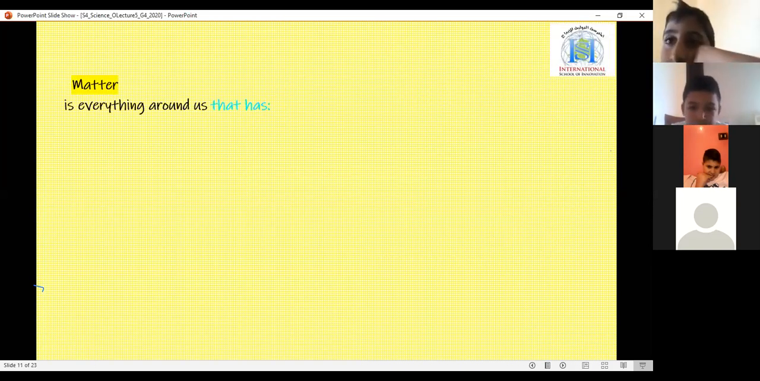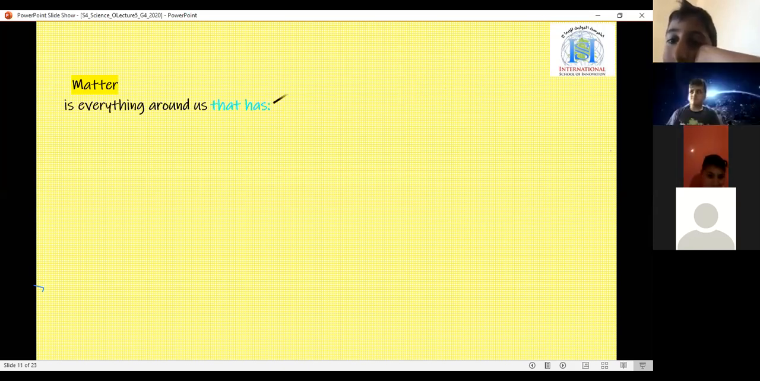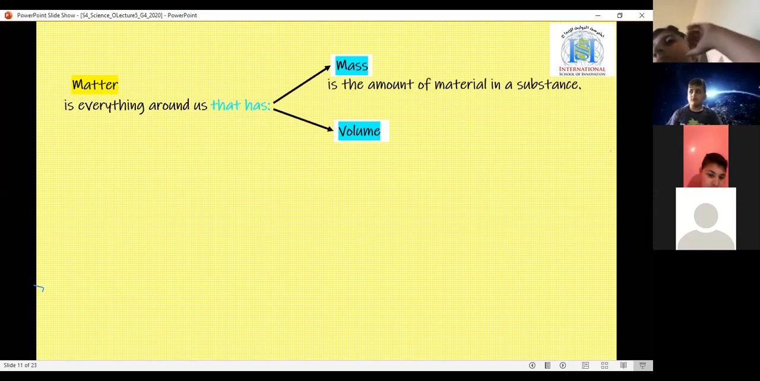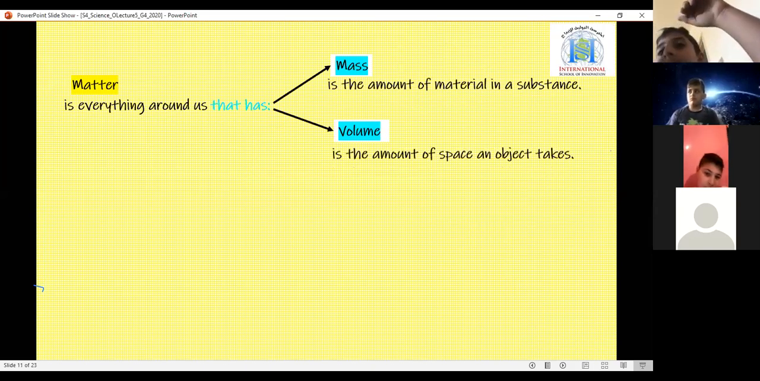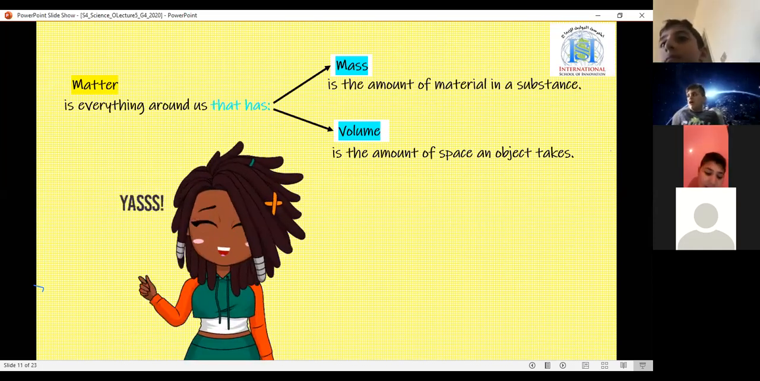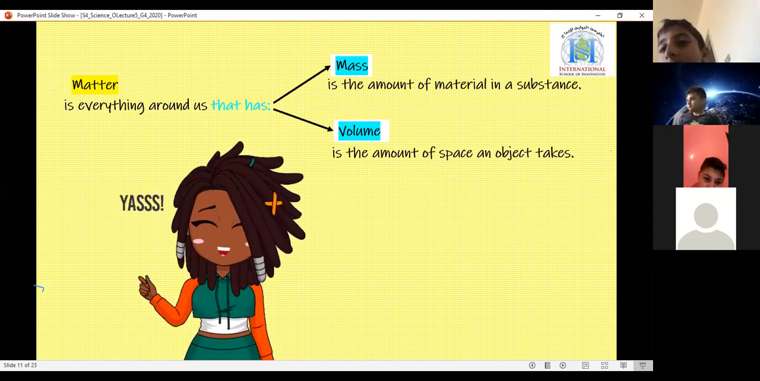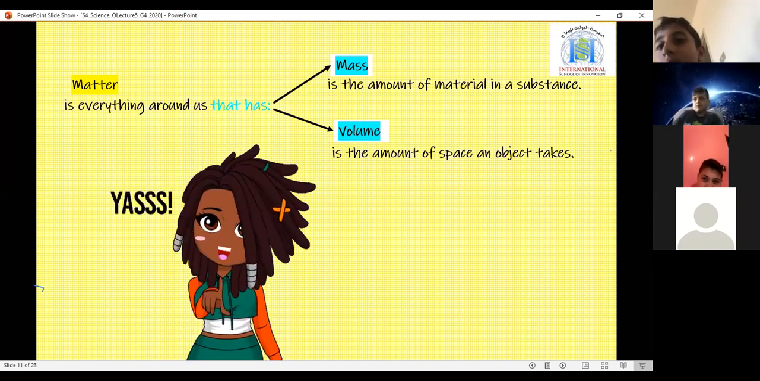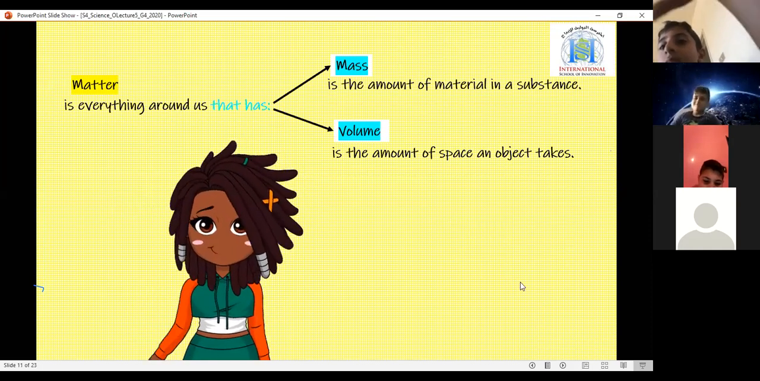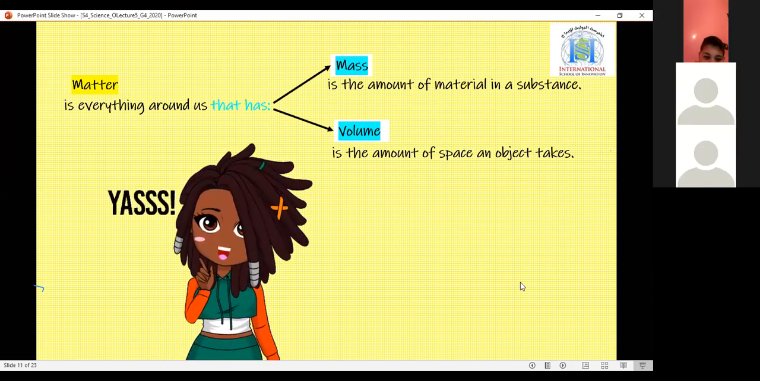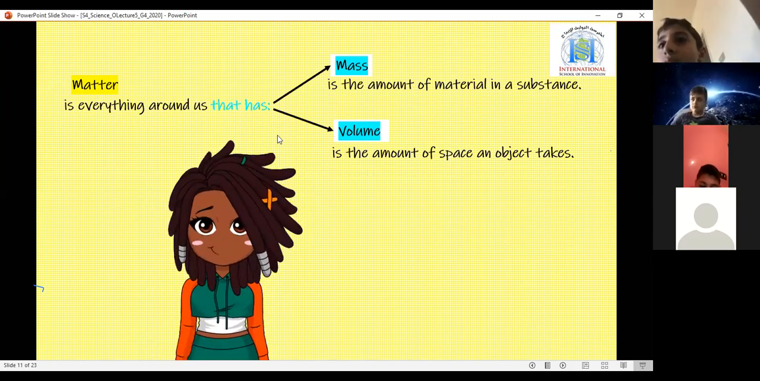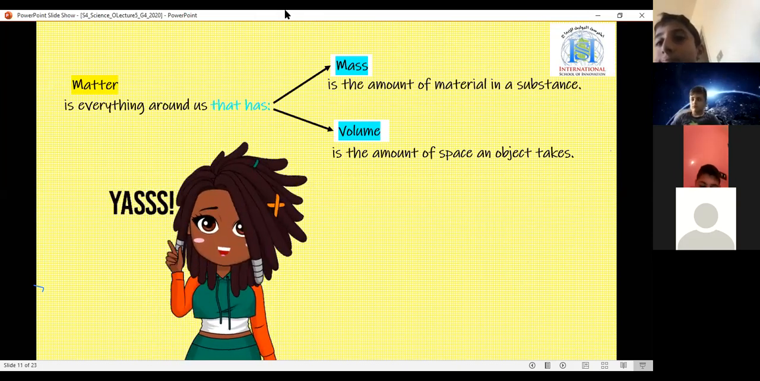So matter is everything around us. Matter has a mass and a volume. Mass is the quantity of matter in the object, and volume is the quantity of space that the object takes. Clear now? Can we move to talk about pictures now? Yes. Any questions about matter, volume, and mass? Rasha had a question.